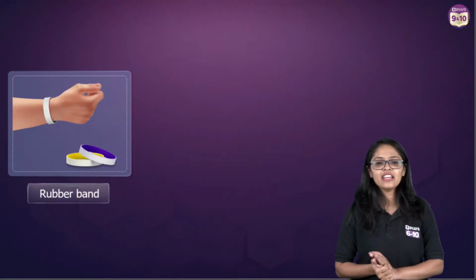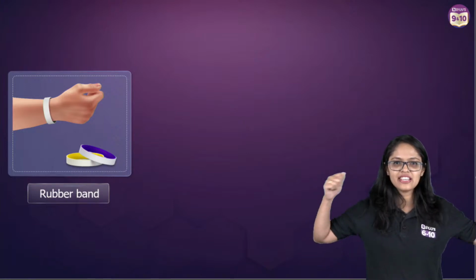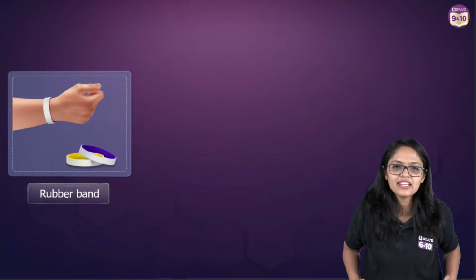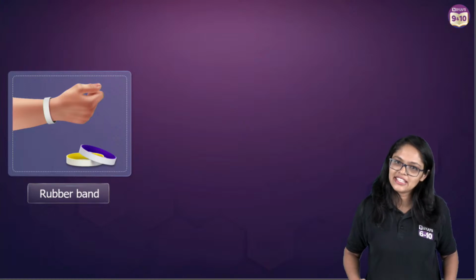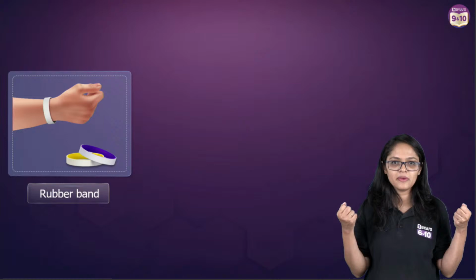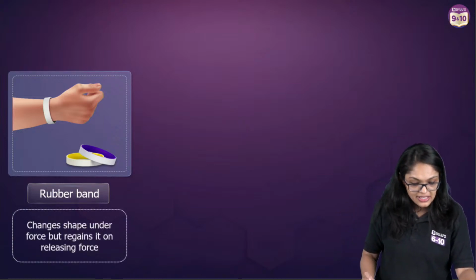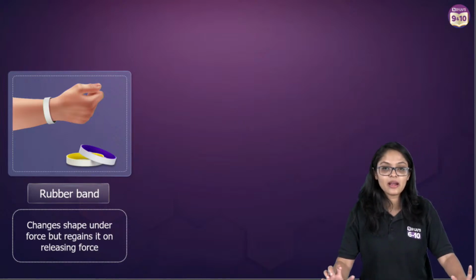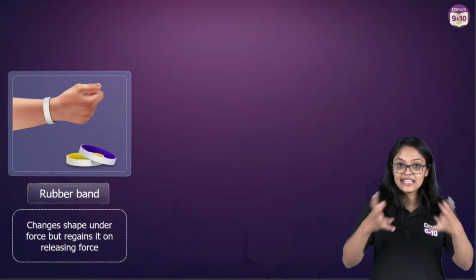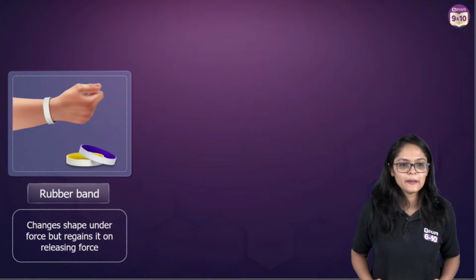Now, I can see some of you are asking things that I'll be addressing right away. So, think of a rubber band. Try stretching it. First, tell me, is it a solid? Rubber band, is it a solid? It is, right? It is a solid. But when you stretch it, it changes shape, right? So there are some exceptions. In this case, rubber bands change shape under force. But again, when you release it, it regains its original shape, right?